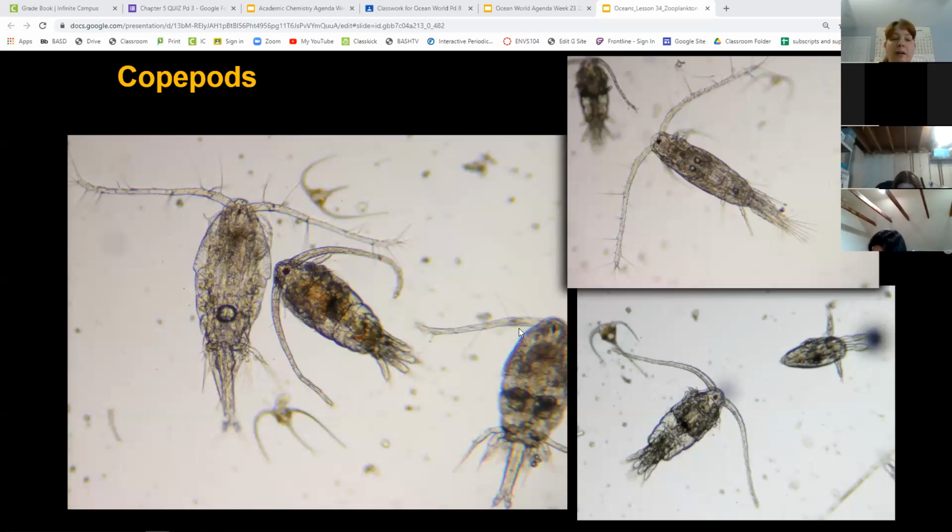Okay, so why am I giving you all this information? They are really, really significant in the food web, because there is such a large biomass of them that if anything happens to affect their numbers, it can be detrimental to the entire food web.